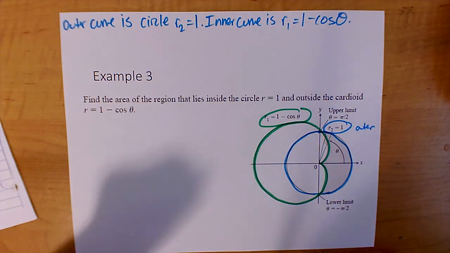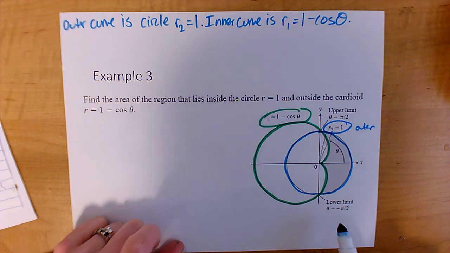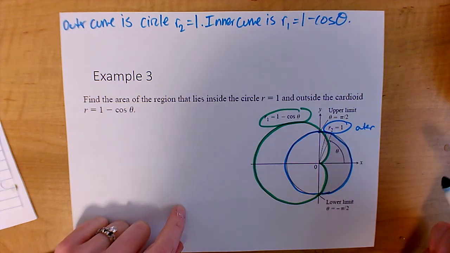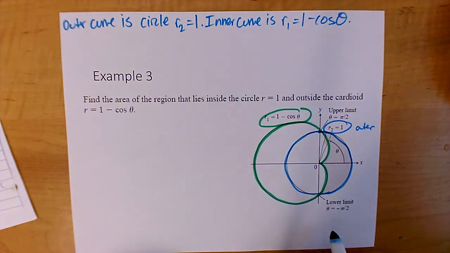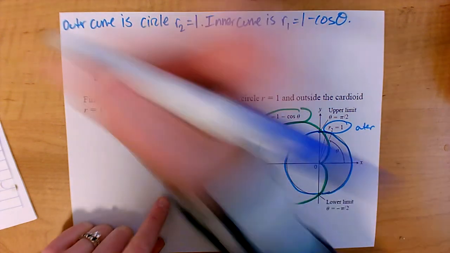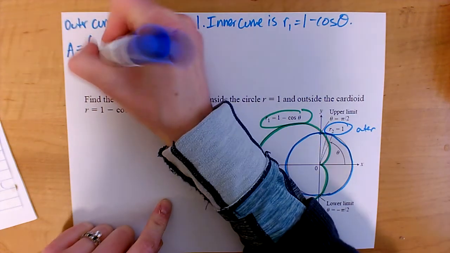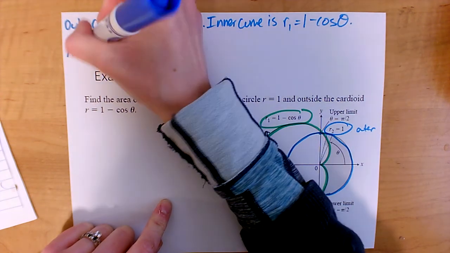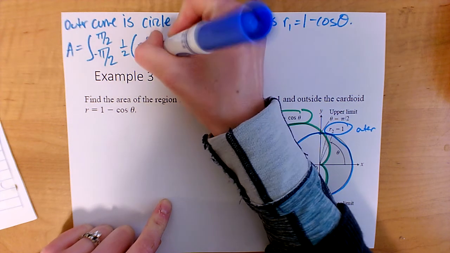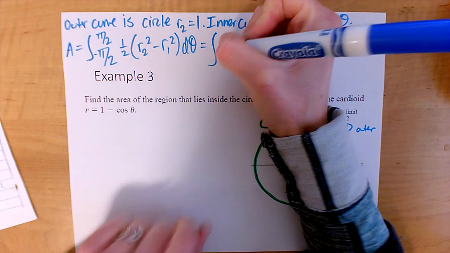This is an example of some really nice information that they give you, and they could very easily do the same thing on the AP exam for this type of problem. You can see that they intersect at these points here, and they give you those points. So your lower limit is theta equals negative pi over 2, and your upper limit is pi over 2. So our integral goes from negative pi over 2 to pi over 2, and it's going to be 1/2 times r sub 2 squared minus r sub 1 squared d theta.